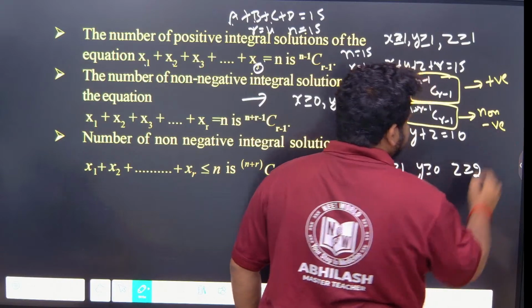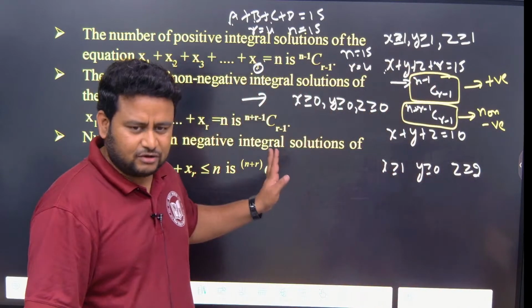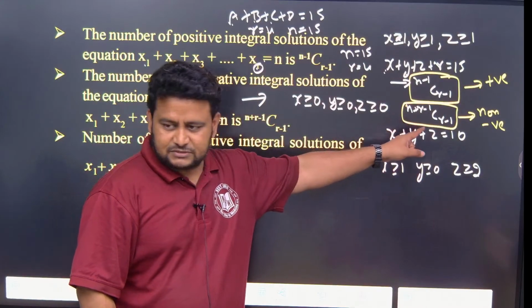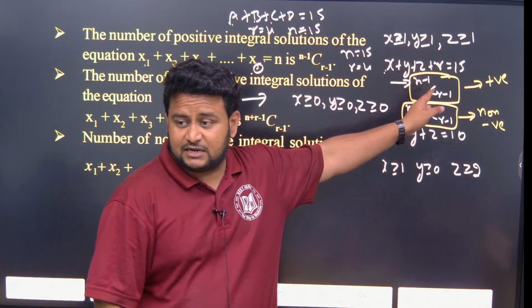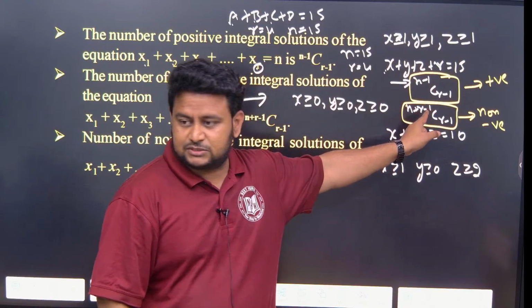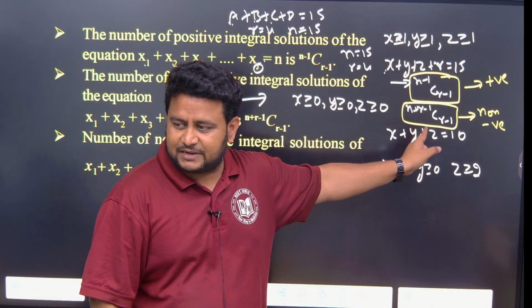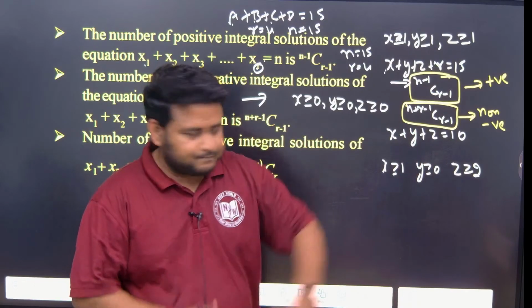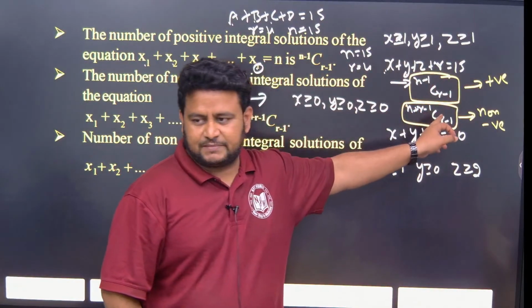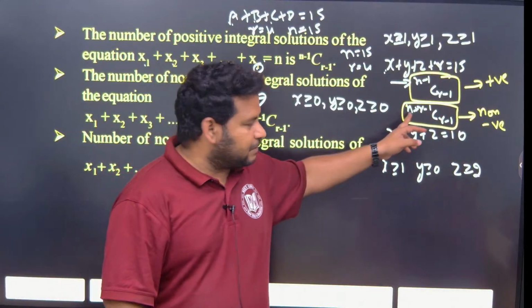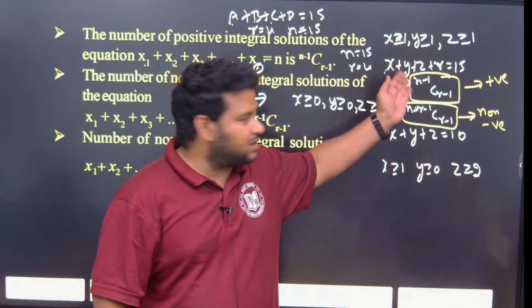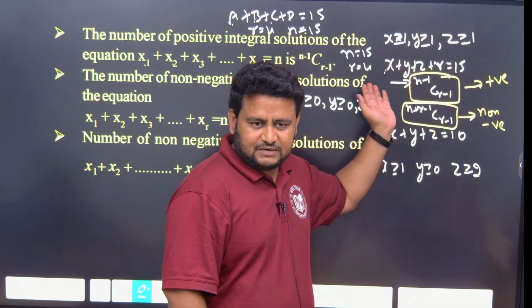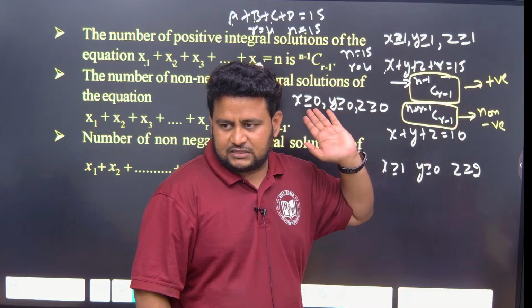When it is non-negative, this is the thing you have to remember: n plus r minus 1 C r minus 1. Otherwise it is n minus 1 C r minus 1. So if it is starting from 1, n minus 1 C r minus 1. If it is starting from 0, n plus r minus 1 C r minus 1. N is whatever is given in the RHS. R is the number of elements in the LHS.